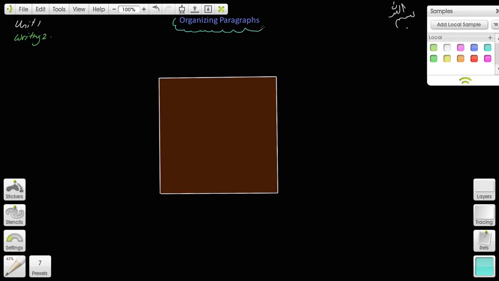Organizing paragraphs. What does this mean? Okay. Now, this box here represents a visual representation of a paragraph. See, paragraphs will look different. They can be organized differently based upon what topic it is.